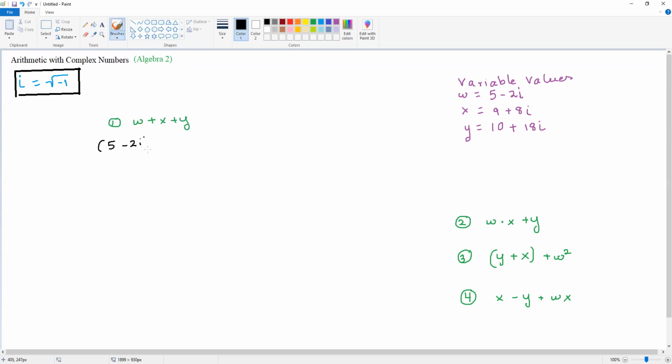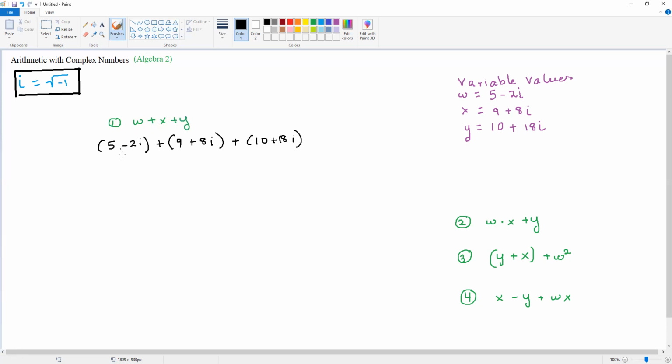and you're going to add 9 plus 8i, that's the value for x, plus the value of y, 10 plus 18i. Okay, there we go. So what we're going to do is simplify this expression, right? We can't really solve it because, again, i doesn't have a defined value, so we can't really simplify it.